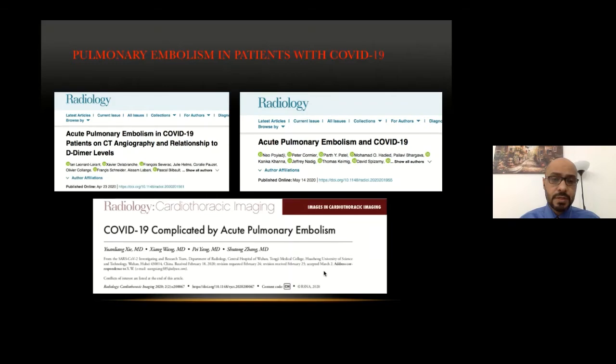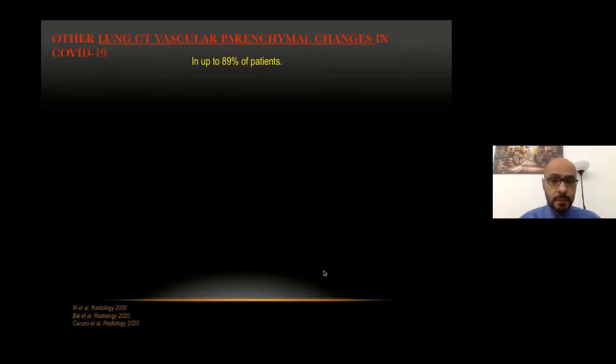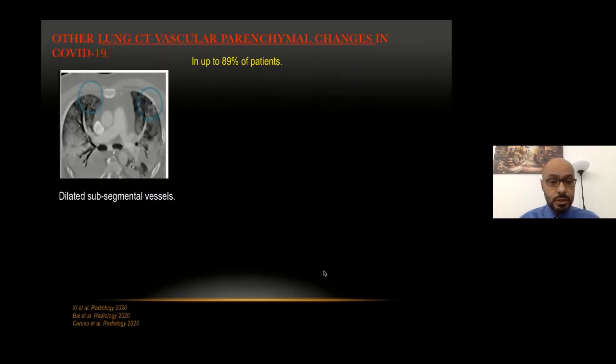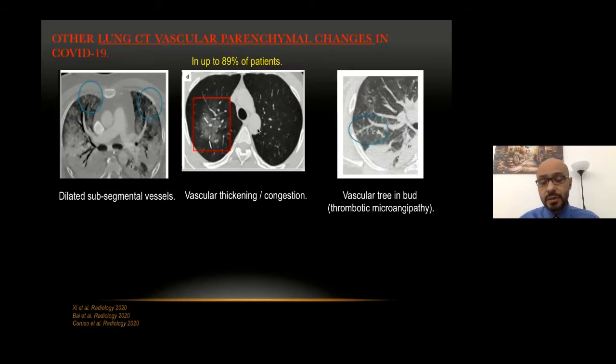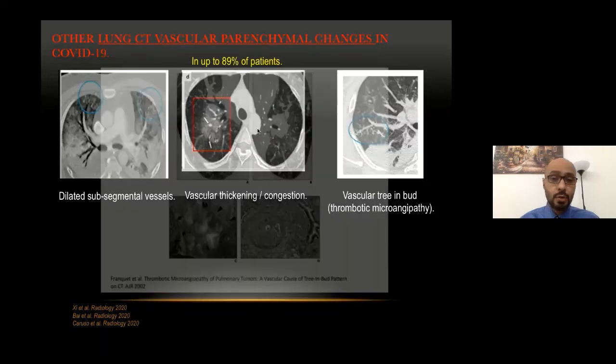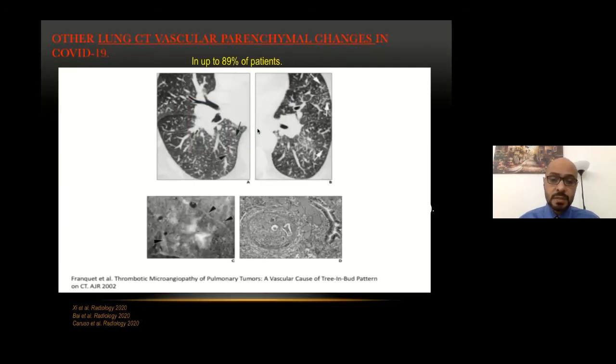And these are some references that you can check discussing this topic extensively. Other lung CT vascular parenchymal changes in COVID-19 can be seen in up to 89% of patients, including dilated subsegmental vessels, vascular thickening and congestion, as well as a very interesting sign called vascular tree in bud, which indicates thrombotic microangiopathy, which has been discussed previously in a paper on thrombotic microangiopathy that has been seen in pulmonary tumors.